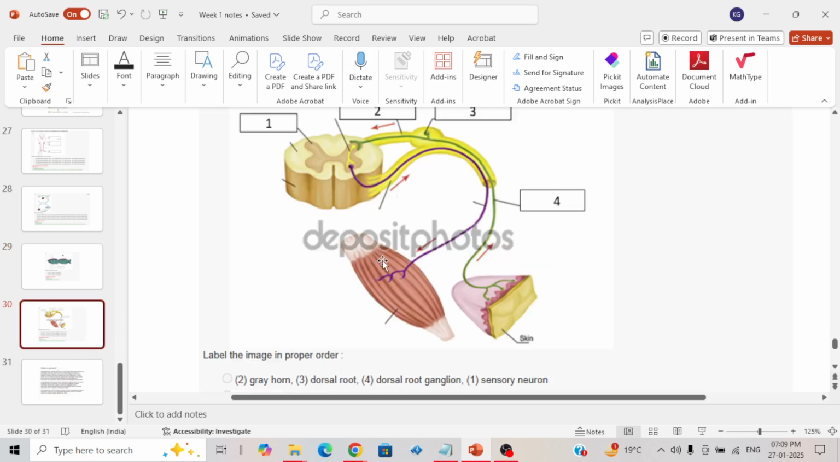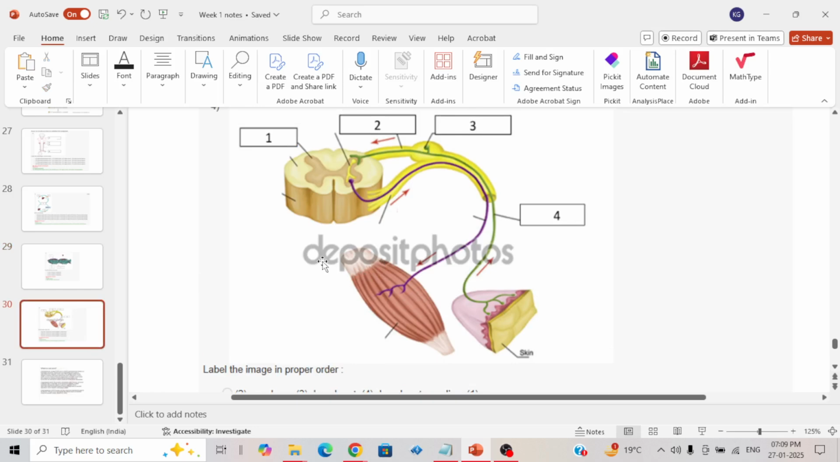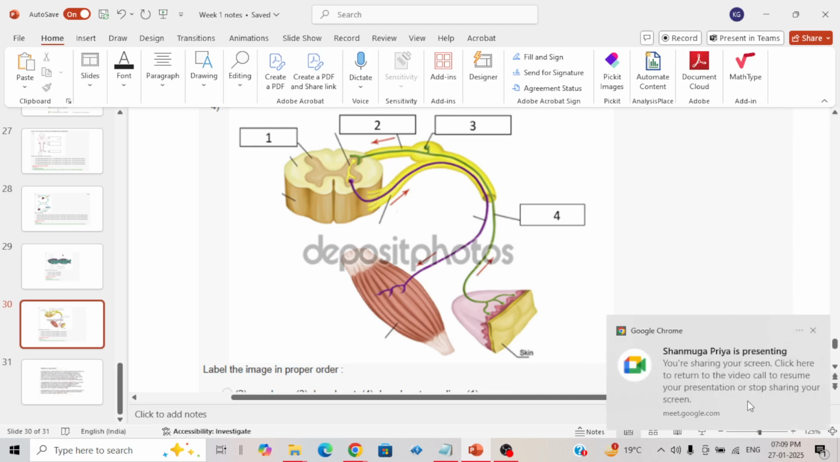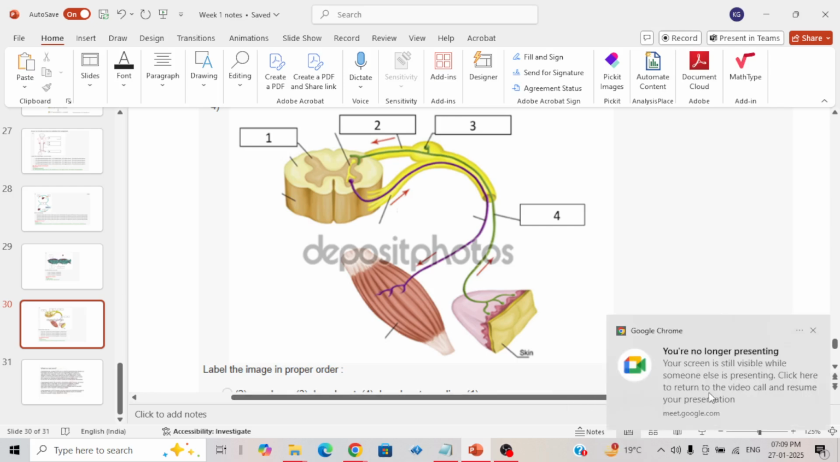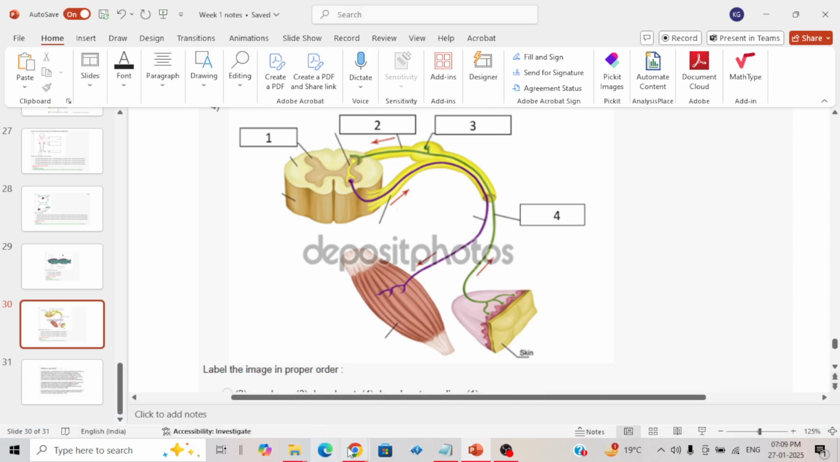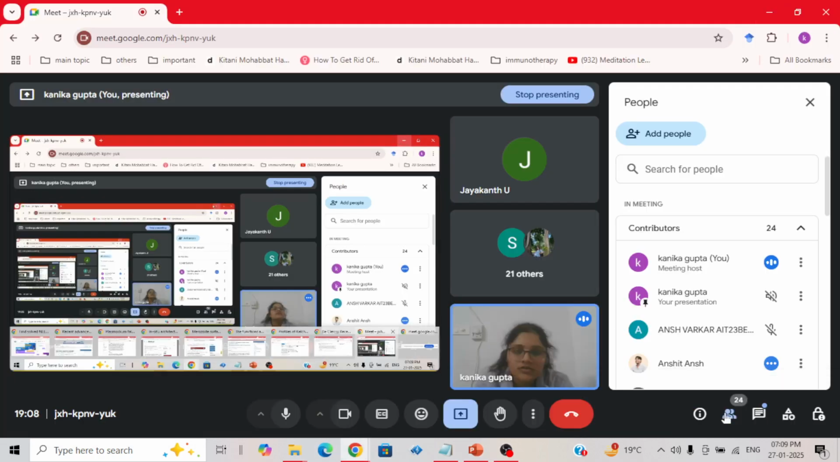Okay, guys. So in this picture, what is this thing which is marked as 1? Excuse me, guys. What is happening here? How is the screen getting changed?